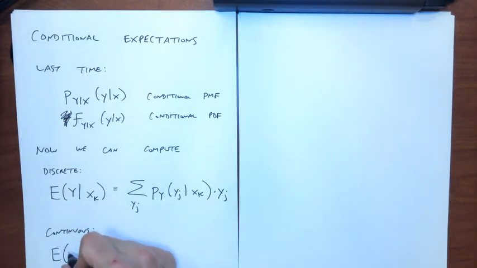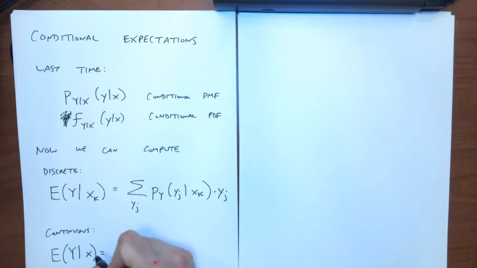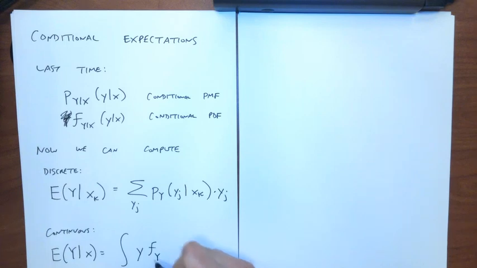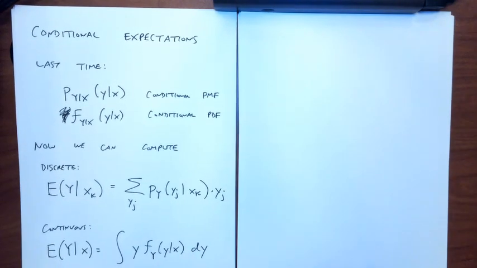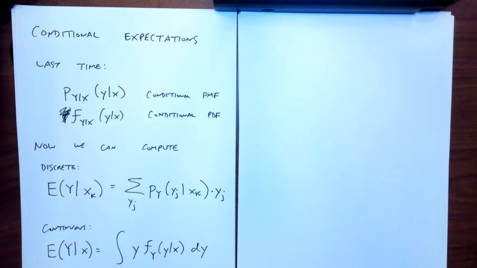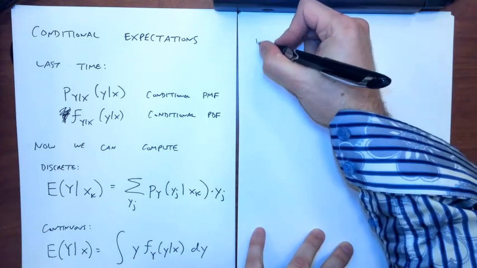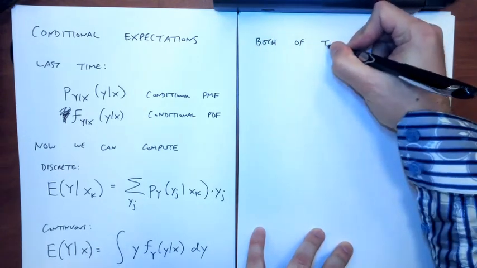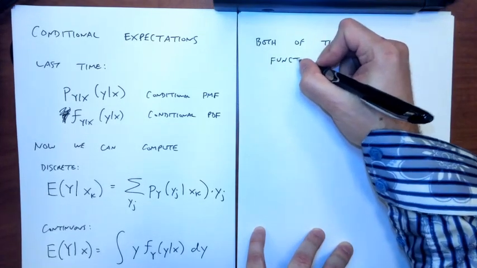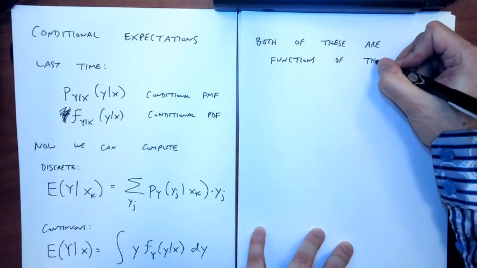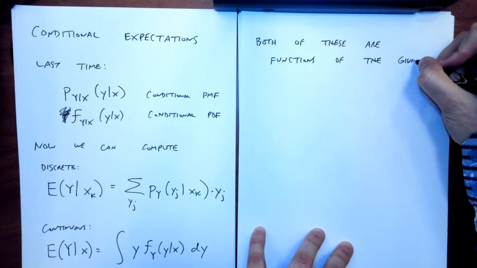In the continuous world, I would say, okay, I observed this value X, and what I do is I integrate over all the possible Ys the conditional PDF like this. So either I'm adding or I'm integrating. And clearly, this is like a function of the random variable. So both of these are going to be functions of the given value of X.